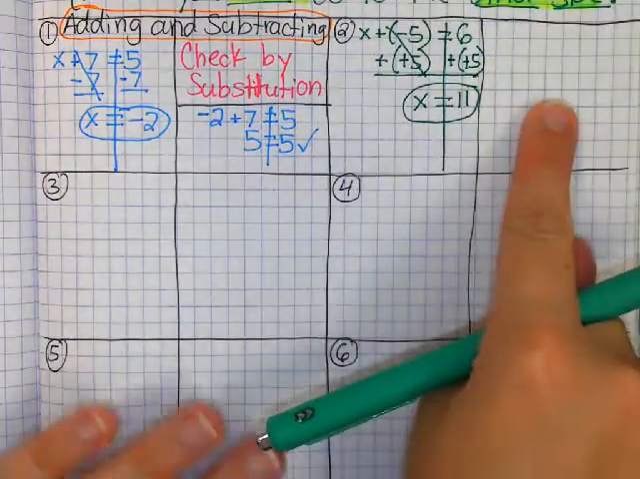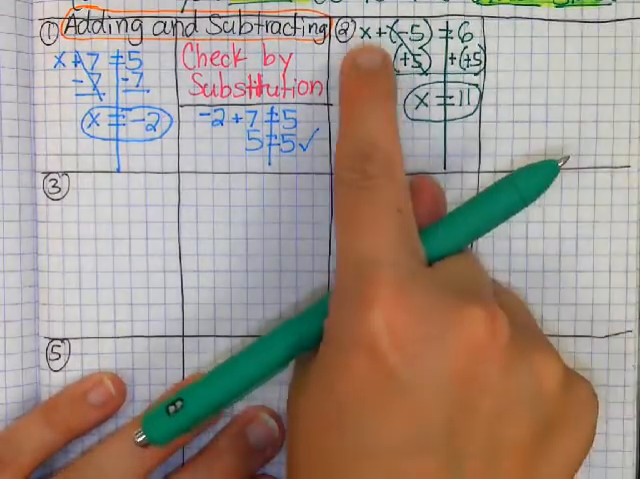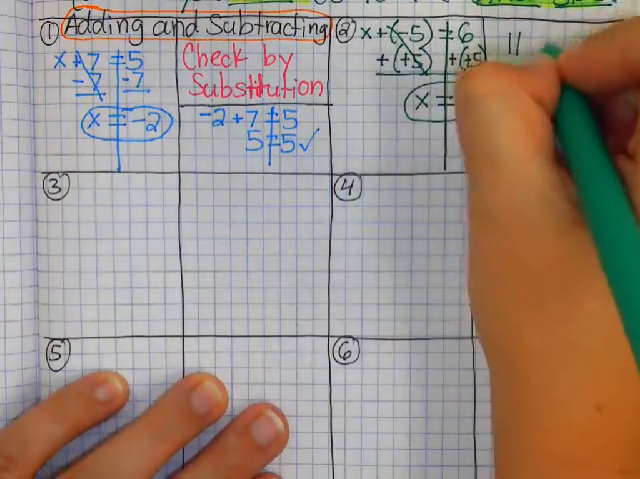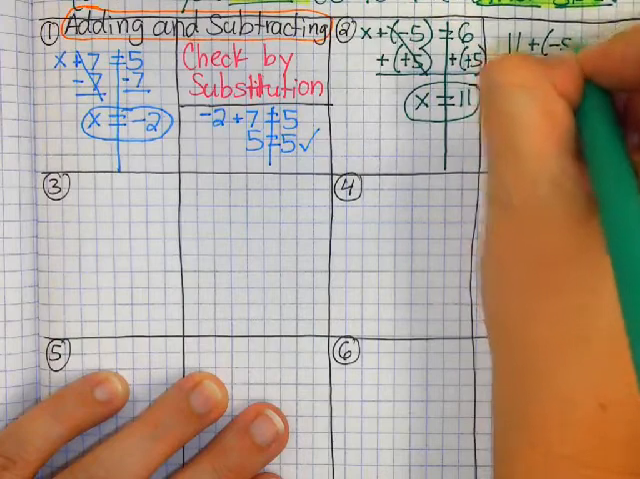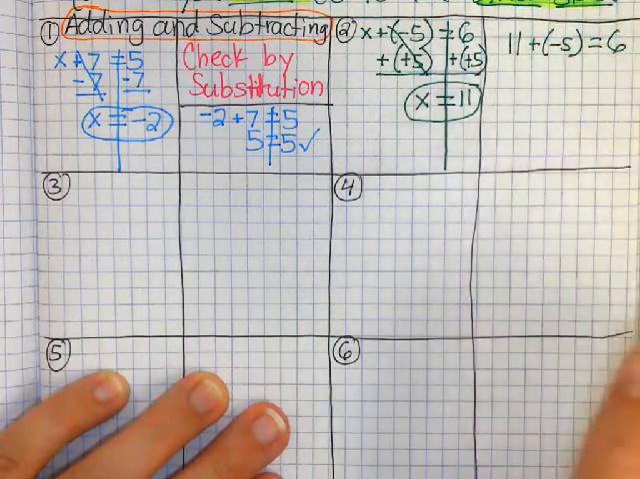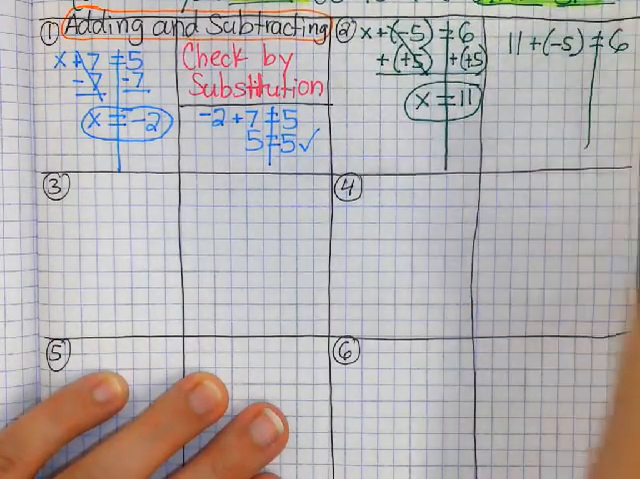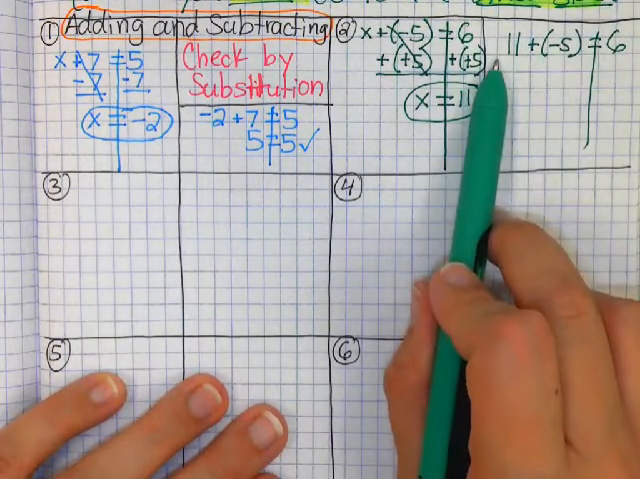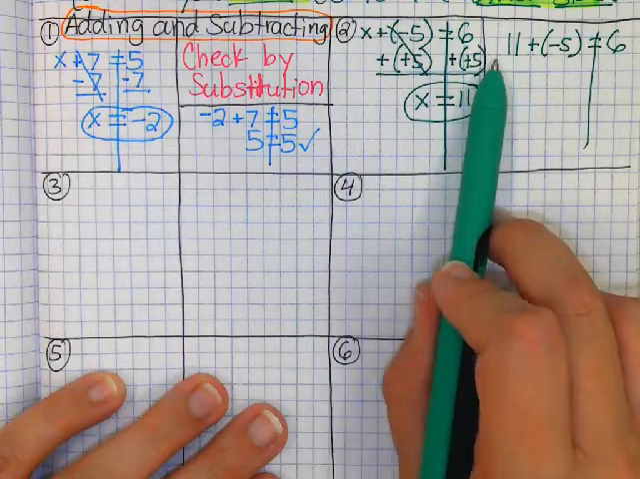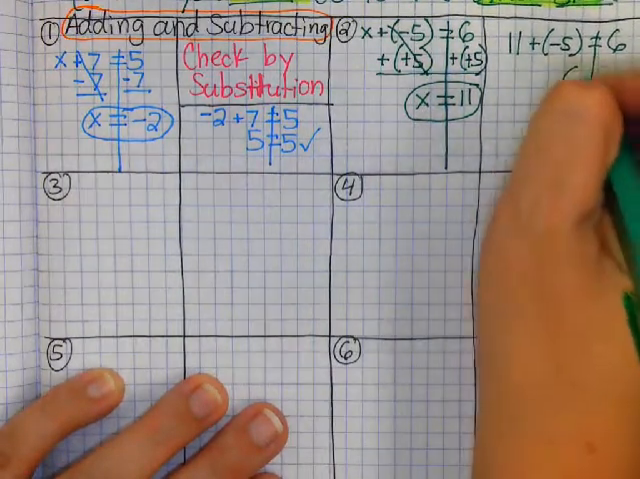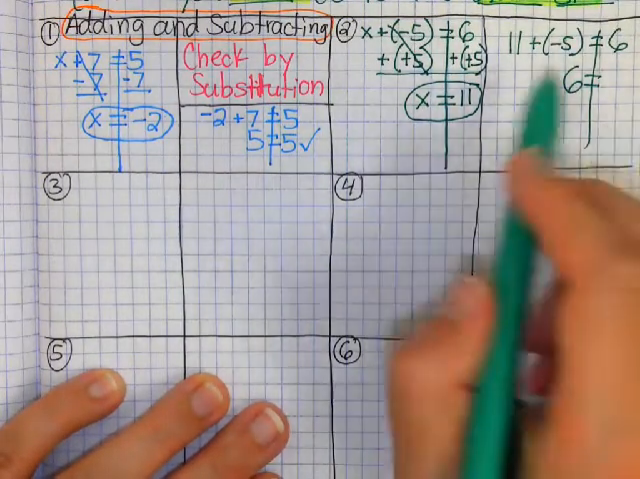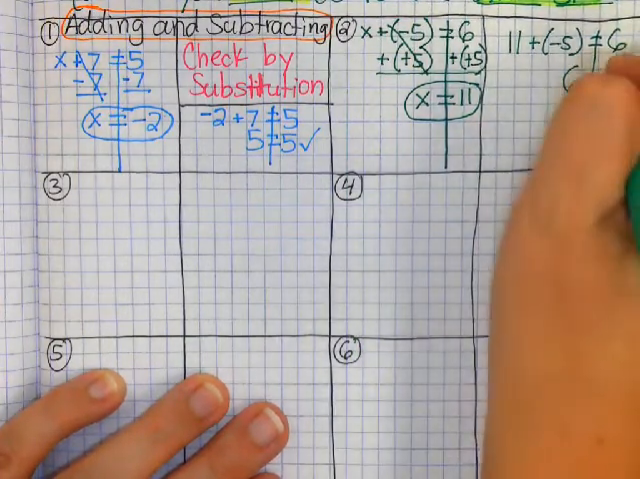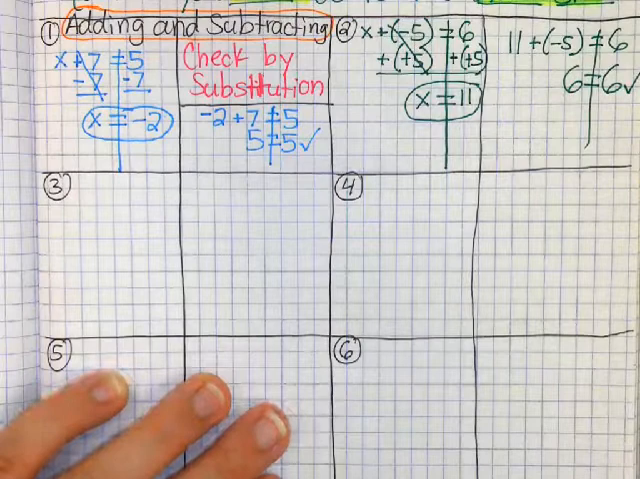I need to check by substitution. Instead of x plus negative 5 equals 6, I'm going to put 11 plus negative 5 equals 6. If I have 11 and I'm adding negative 5, the signs are different, so I subtract. 11 minus 5 is a positive 6. 11 is bigger. Positive number, keep my positive answer. 6 does equal 6.